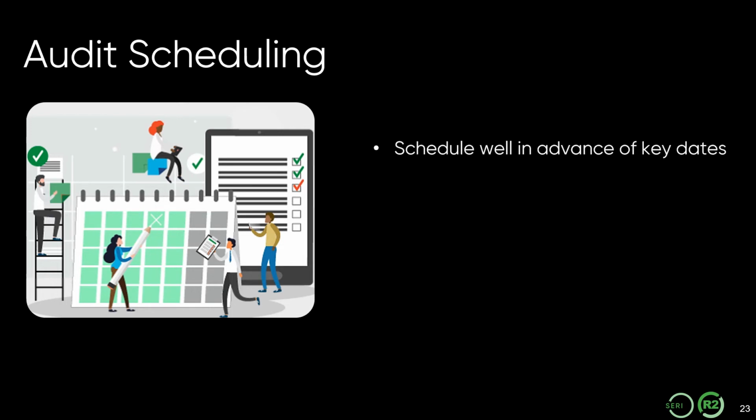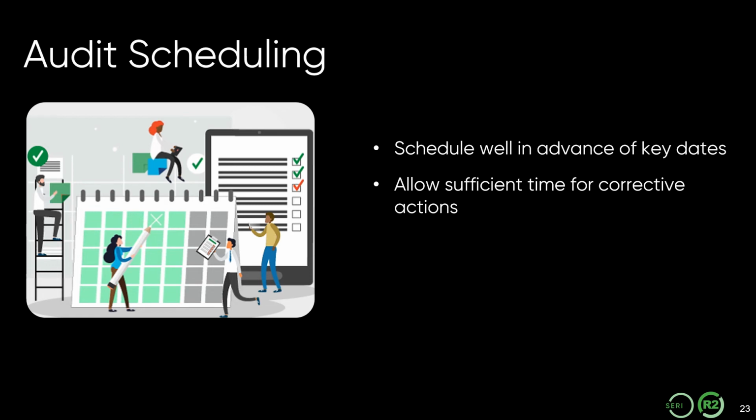The other important aspect of the schedule is to plan the audit activities well in advance of key dates, such as the annual audit by your certification body. Doing this will allow for sufficient time to take the corrective actions necessary to address any issues identified during these internal audits, allowing those items to be closed out prior to the certification body audit.